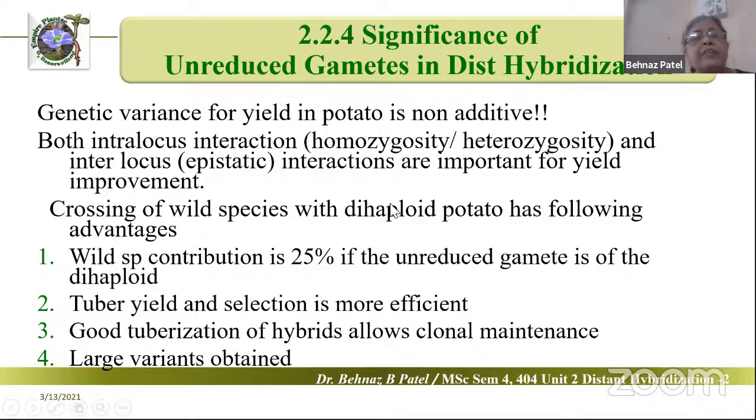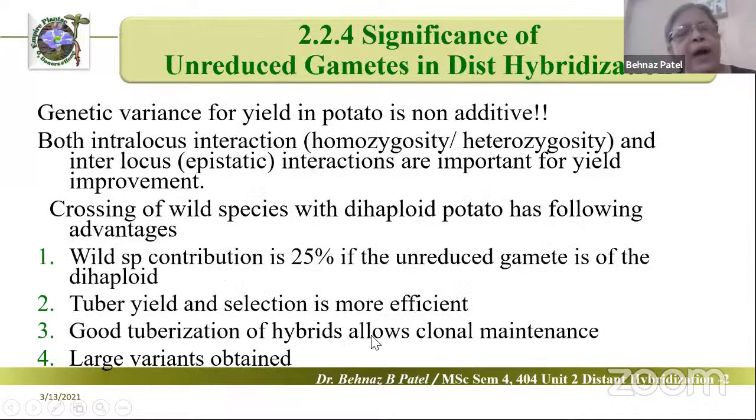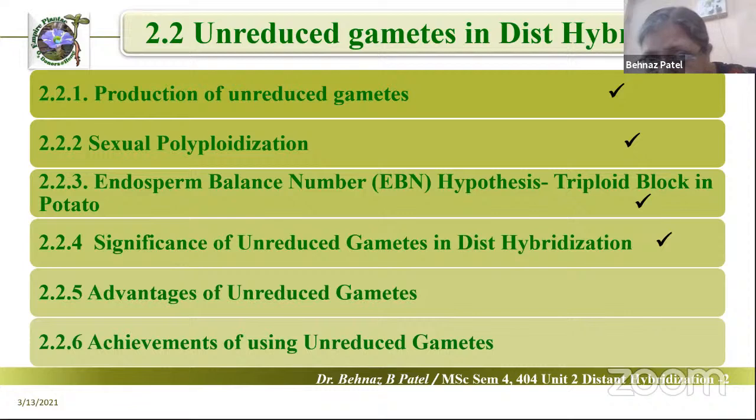So the significance would be that when you're crossing the wild species, we have done this already. Here we saw four of them. The contribution of the wild one, which was A2, was only 25% in the case of the tetraploid hybrid. Even A2, A3, A4, A2 has contributed only 25%. Then the tuber yield and the selection would be more efficient and also easier to work with. And you would definitely collect those potatoes which are having good tubers and propagate them clonally, that is through the potato tuber itself. And in the process, you would get an improvement of the quality. And before you do the selection, you're obviously going to get a large amount of variation. It's up to you which you want to select. So we have completed these four parts.